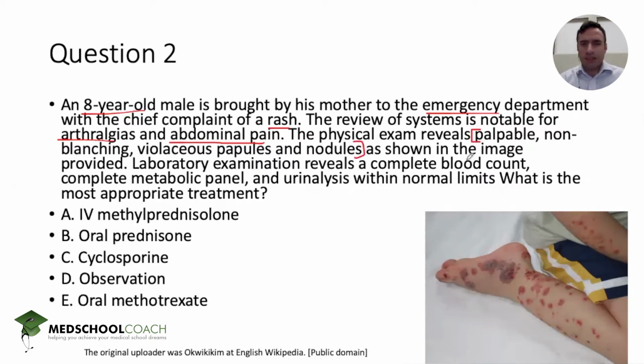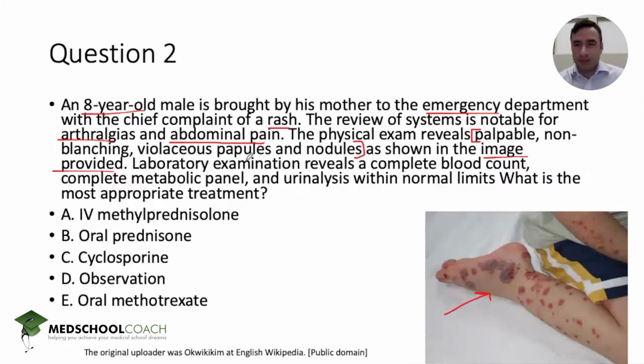So anytime I see that an image is provided, I automatically open it up. In this case, we have these violaceous erythematous nodules and papules in the lower extremity, and also on the extensor surface of the upper extremity. And these palpable, non-blanching violaceous lesions, the latter part of that being descriptive of purpura. So we have palpable purpura, and immediately in a childhood disease that should take you to Henoch-Schonlein Purpura.